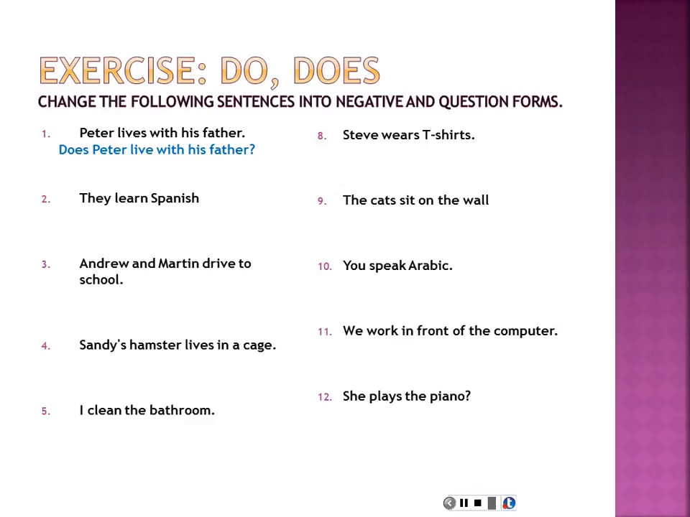Okay, I hope that you have got the answers. Number 1 is done, and we said that as an example. Number 2, they learn Spanish. Do they learn Spanish? Number 3, do Andrew and Martin drive to school? So we added do because we have two subjects. In the case of two subjects, we use do because they are plural, more than one.